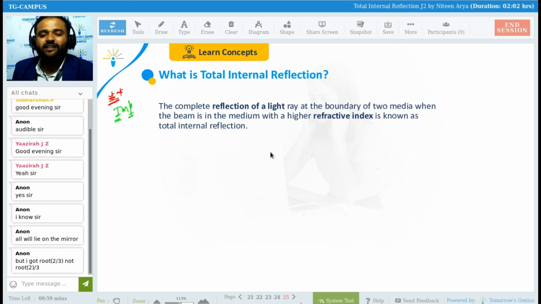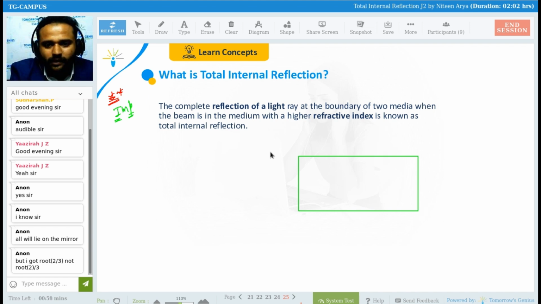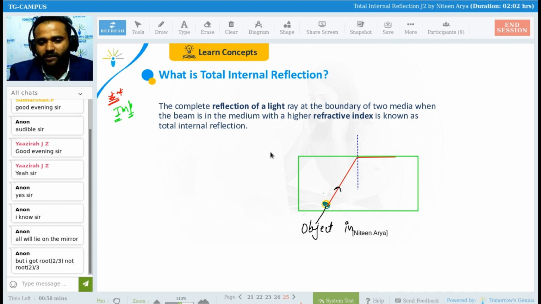Now, what is the critical angle? Suppose there is a medium, and again we take a bulb over here. Critical angle is very easy to understand. It is that particular angle when any source or object is in the denser medium, suppose it is water, so that the refracted light ray is going to be perpendicular to the normal. Is it clear? That particular angle of incidence is known as the critical angle, because this is your object in water, or you can say object in denser medium.